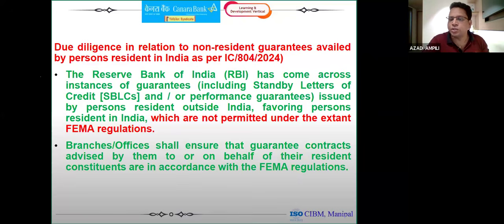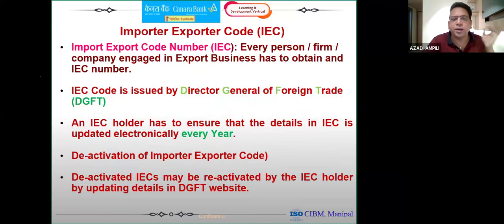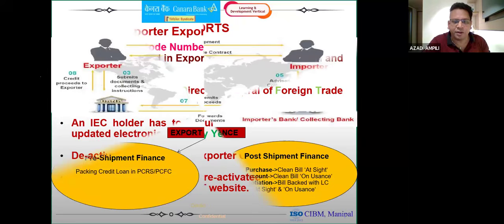This is what is mentioned in this circular. Branch offices shall ensure the guarantee contracts advised by them to or on behalf of their resident constituents are in accordance with the FEMA regulations. So for all importers and exporters, the IE code is a must. Import Export Code is a must. And who will issue this? DGFT will issue this. An IEC holder has to ensure the details of IEC are updated electronically every year. If they don't update, it will be deactivated.